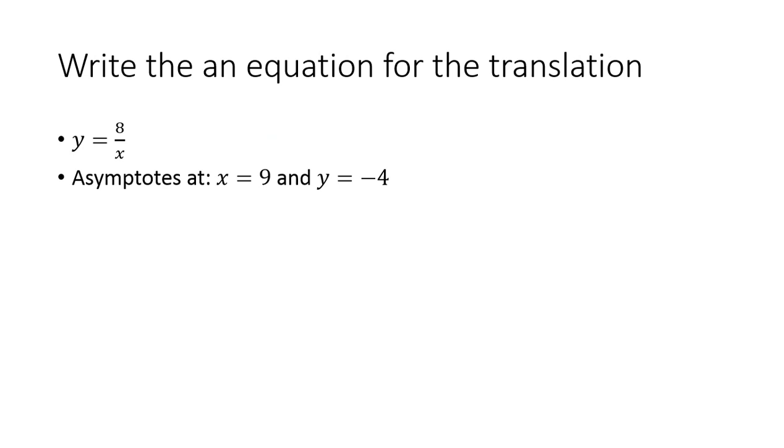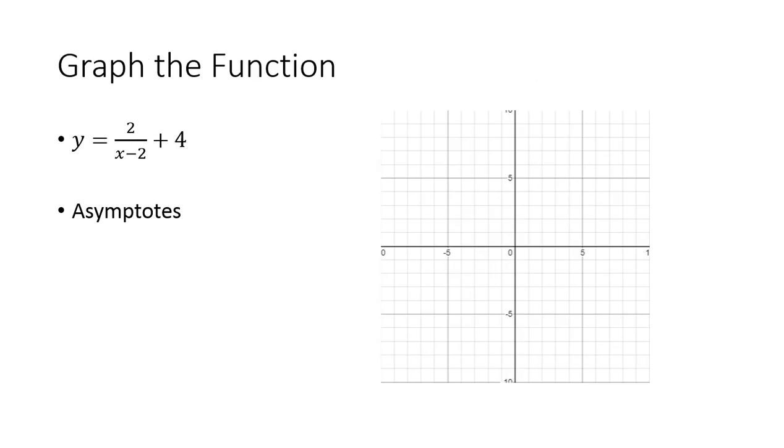Okay, so now take a second to write the equation for this function. With this one, we'd end up still with y equals 8 over x minus 9, and then minus 4. Because you are subtracting 9, you're shifting it to the right 9 places, and you're shifting it down 4.